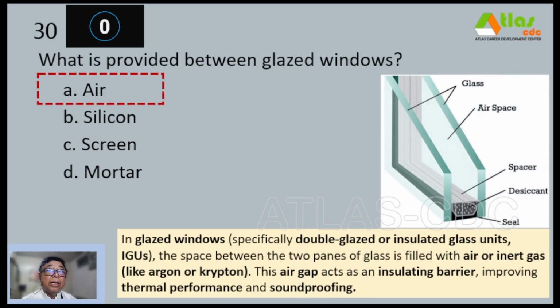So in glazed windows, specifically double glazed or insulated glass units, IGUs, the space between the two panes of glass is filled with air or inert gas like argon or krypton. This air gap acts as an insulating barrier, improving thermal performance and soundproofing.